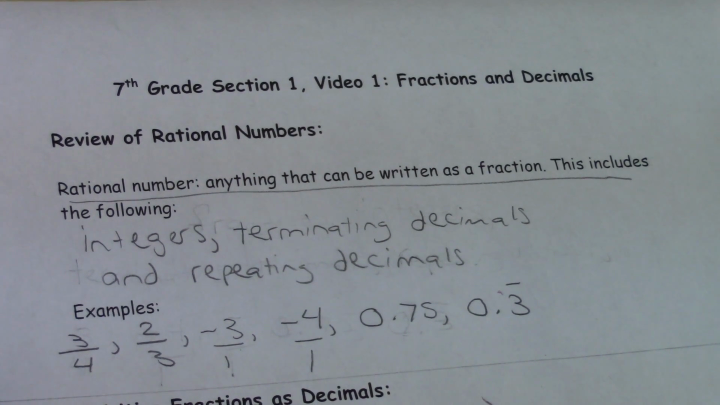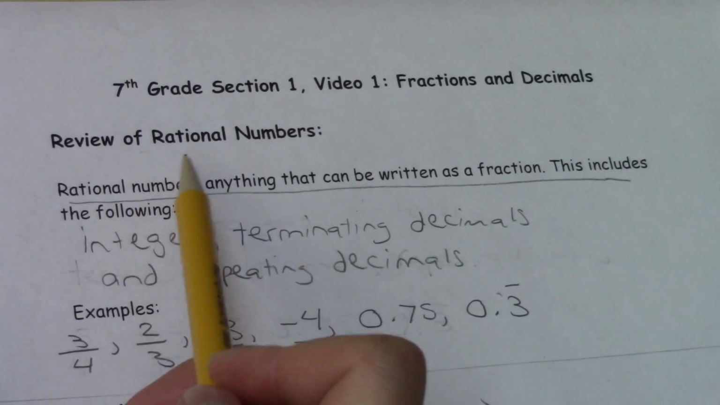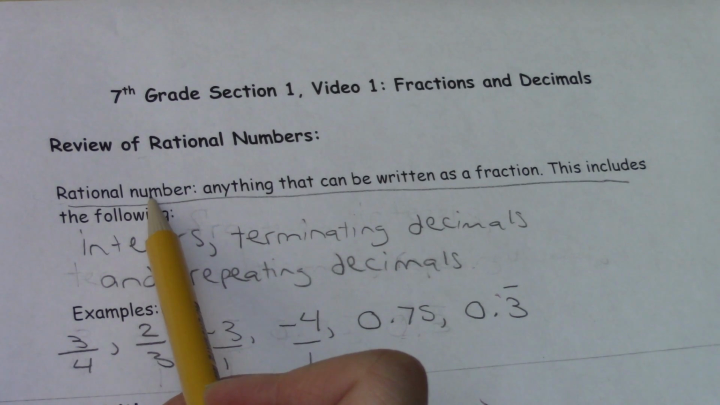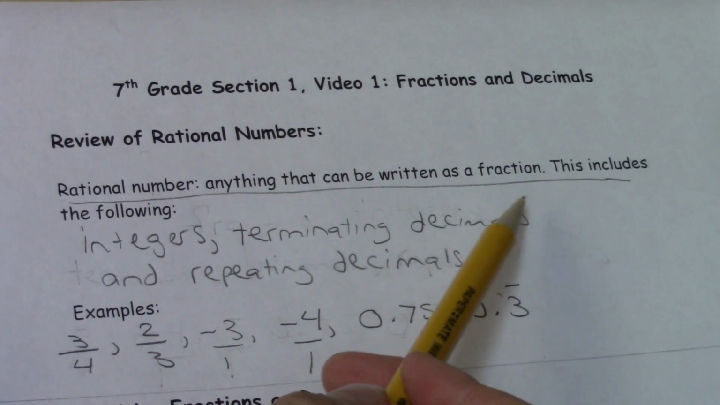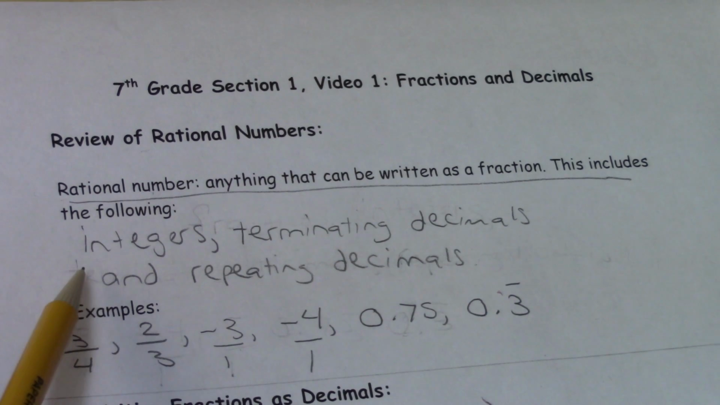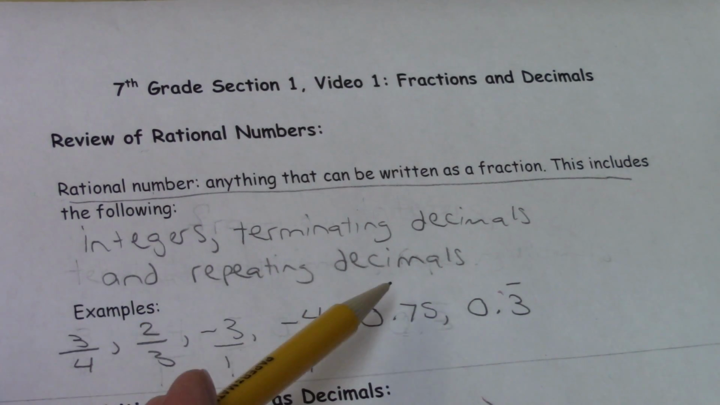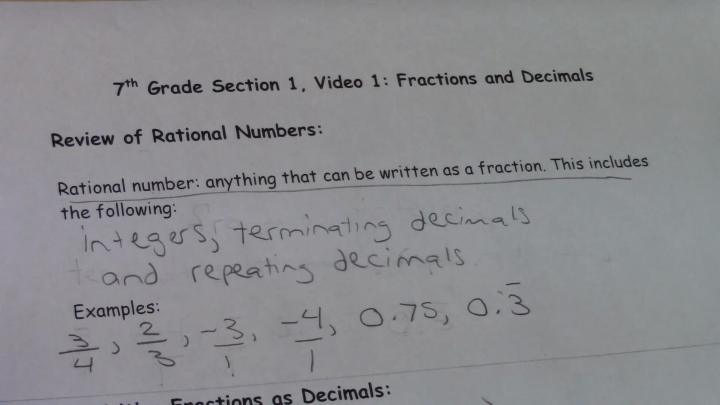So in this video, we are going to learn how to write fractions as decimals. It's just a continuation of our discussion over rational numbers. So let's quickly review what we talked about in class today. We talked about the definition of a rational number in class. A rational number is anything that can be written as a fraction. This includes integers, terminating decimals, and repeating decimals. Examples include 3/4, 2/3, -3, -4, 0.75, and 0.3 repeating.